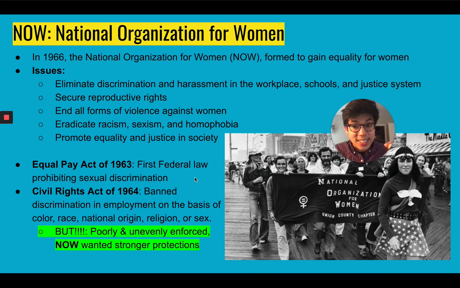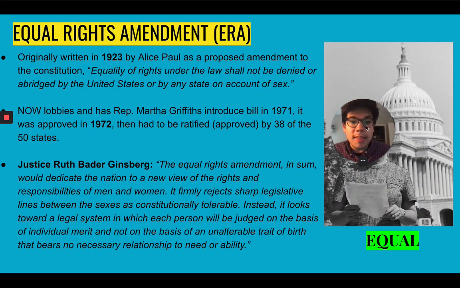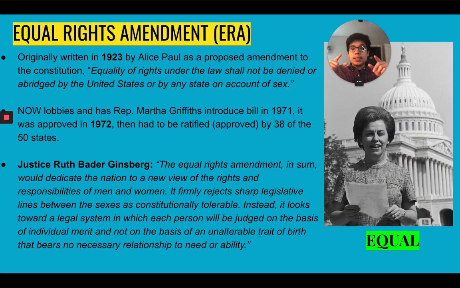I want you to think about the South, and the Civil Rights Act was there, and yet did African Americans suddenly just have full equality? No, the South just ignored it. Right? And so women are looking for something stronger, more concrete, something constitutional, so that women's rights, women's protection isn't just up to politicians and how they decide to interpret things. So that leads us to the Equal Rights Amendment.